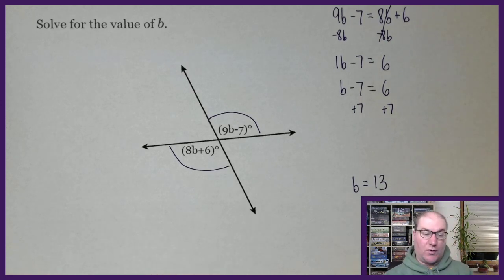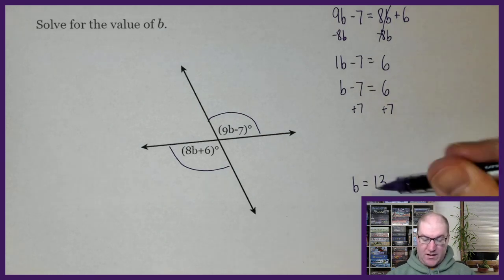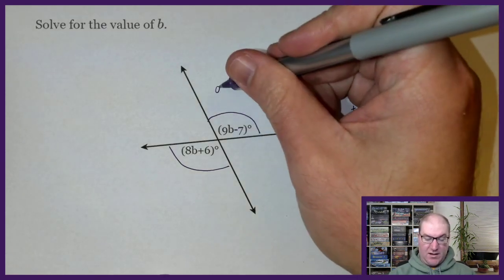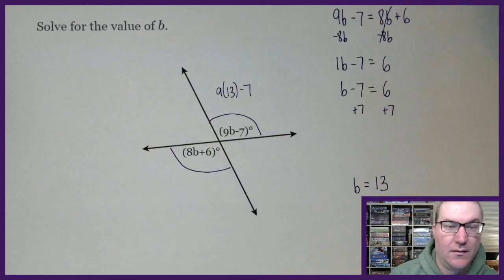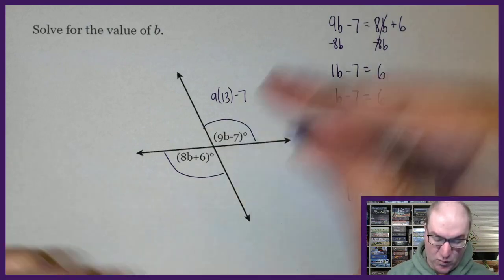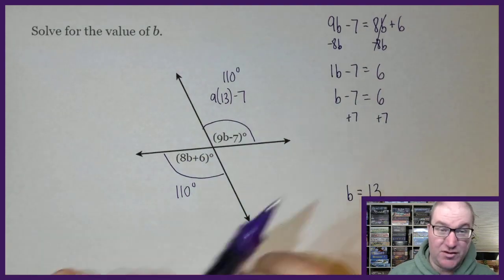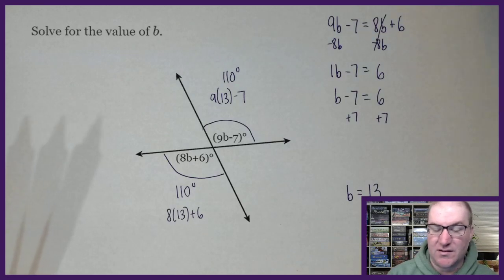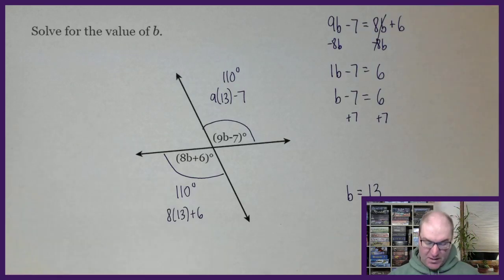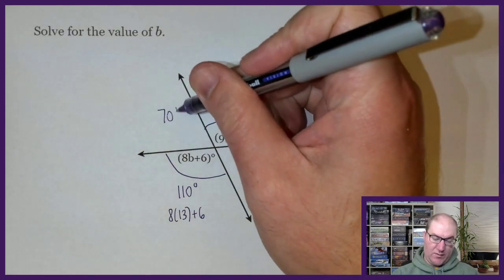Now, again, this question is asking for the b, so we are done here, right? But just to be safe, just to show you how this is done, I'm going to put b is 13 in here. I'm going to do 9 times 13 minus 7. And 9 times 13 minus 7 is 110 degrees. This one's also going to be 110. And I'll double check that because 8 times 13 plus 6 is 110. And that makes this one 70 because these two have to add up to 180. And this one also 70.